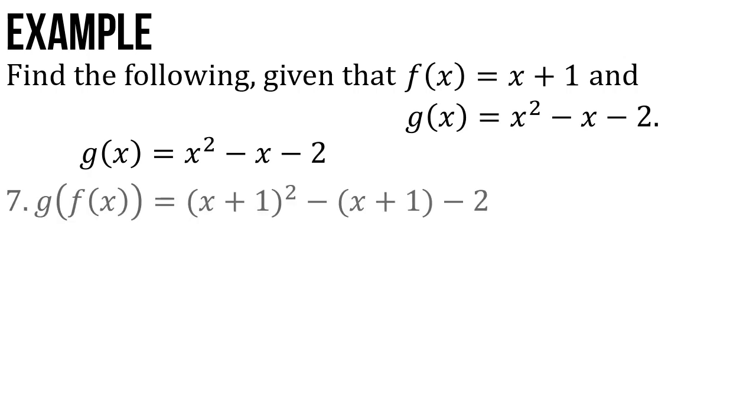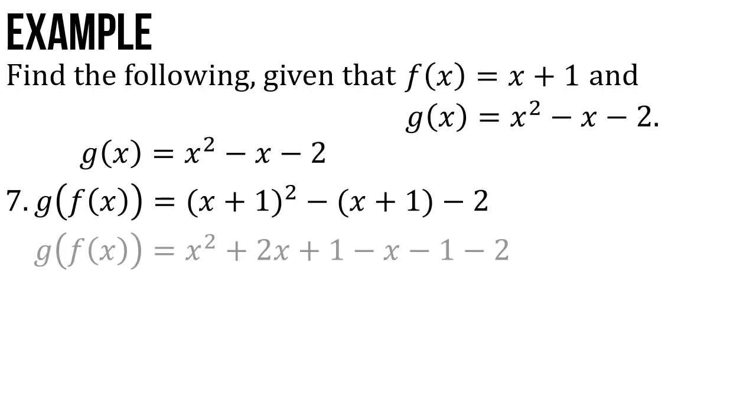Okay, for number 7, let's try to look for g of f of x, composite function. Since f of x is the domain of g of x, we're going to use g of x. So change the x of g of x into x plus 1, which came from f of x. So g of f of x is equal to (x plus 1) squared minus (x plus 1) minus 2. So take a look at that. The x became x plus 1.